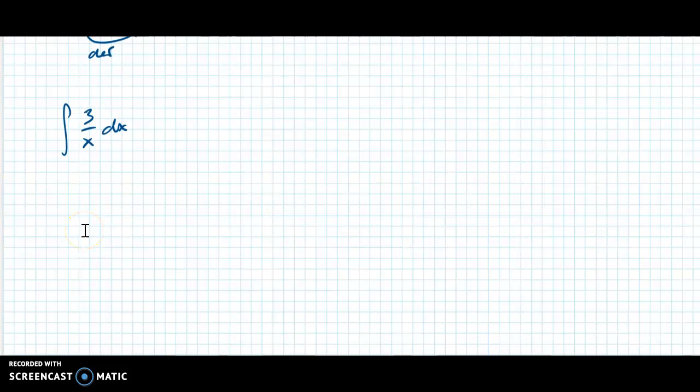So I'm going to do a bunch of examples here for you. First one, integral of 3 over x dx. Well, that's the same as 3 times the integral of 1 over x dx, which gives me 3 ln absolute value of x plus a constant.